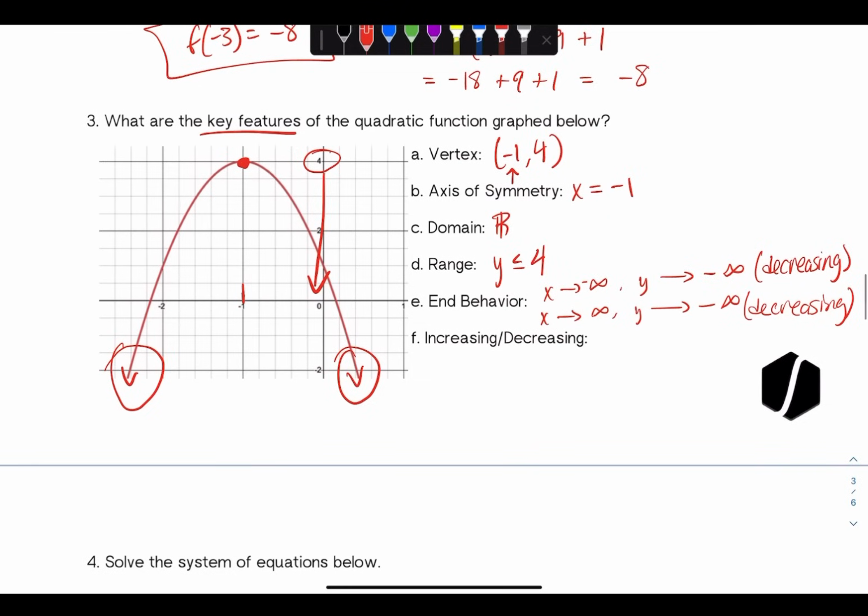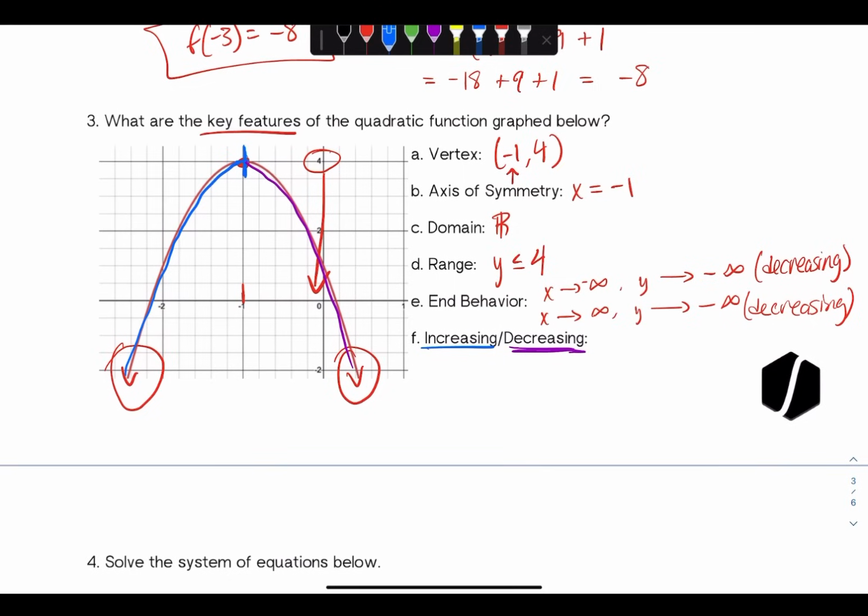All right, so now let's talk about increasing and decreasing intervals. When we're talking about increasing, I always imagine like a roller coaster, right? So we're going up on the function all the way here until we hit the vertex. Once we hit the vertex, we're going to be decreasing. The roller coaster is going down. So how do we write the increasing interval?